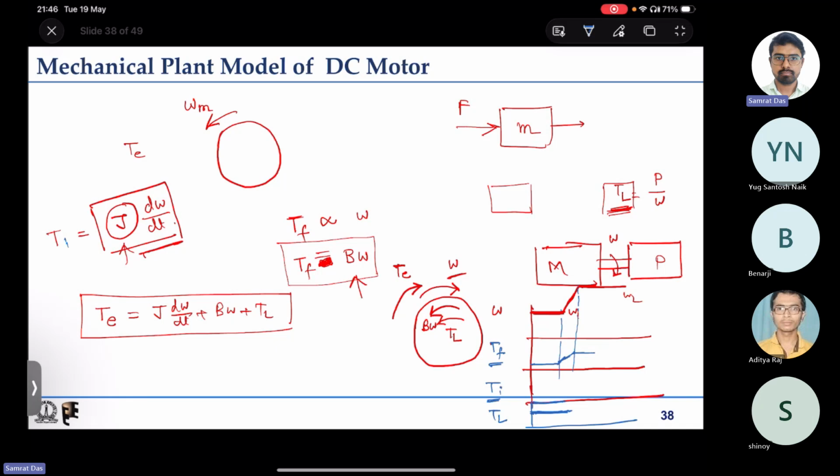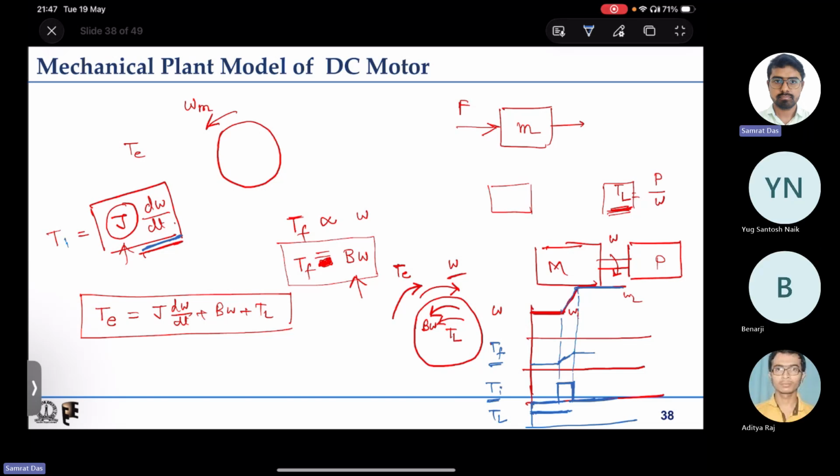Now inertial torque is proportional to d omega dt. Say d omega dt is constant at some value in this duration, and that multiplied by J is the torque that it requires in this duration only. And after that, when the motor speed has reached steady state, then again this inertial torque will be 0. And say load torque demand remains the same.